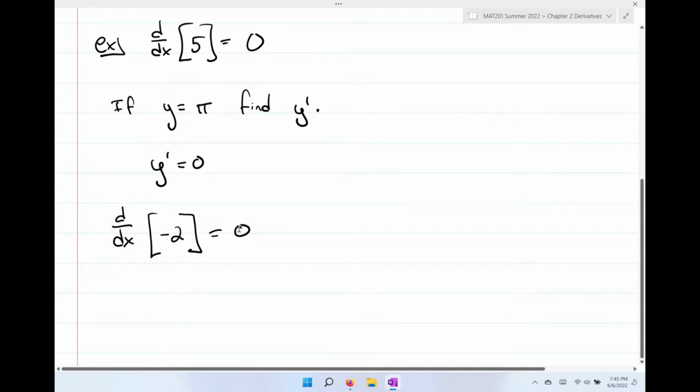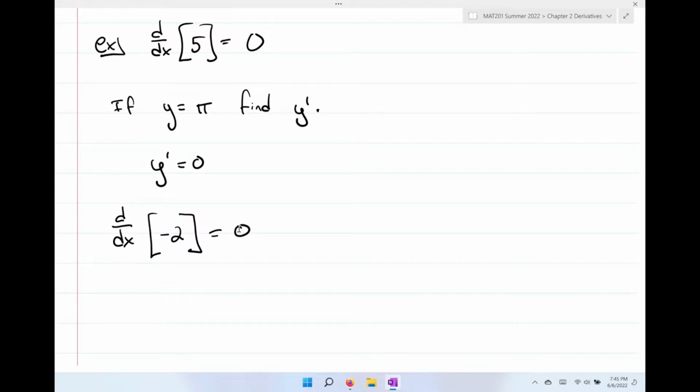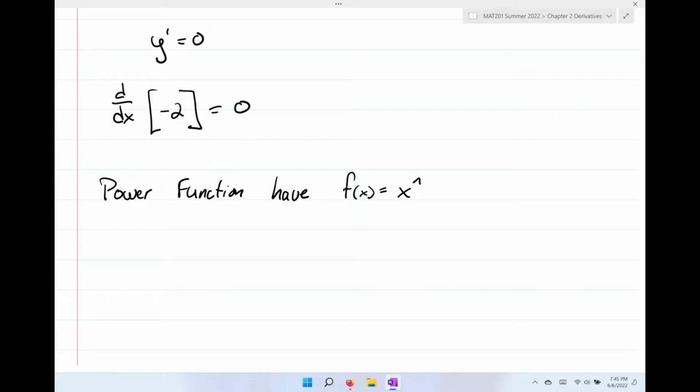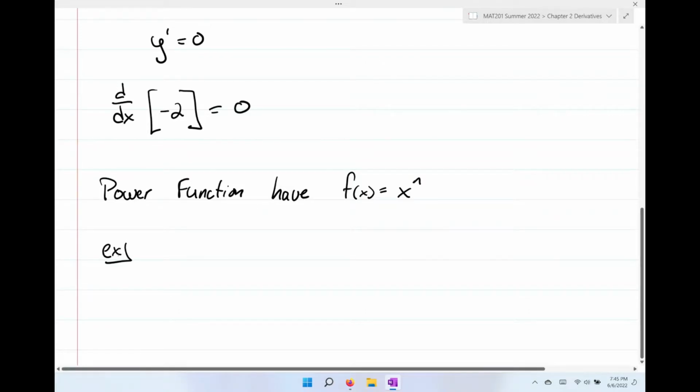Okay? Now, we're going to transition into power functions. Okay? So, power functions have the form f of x equals x to the n. All right? Now, the easiest example here would be if f of x equals x, find f prime of x.